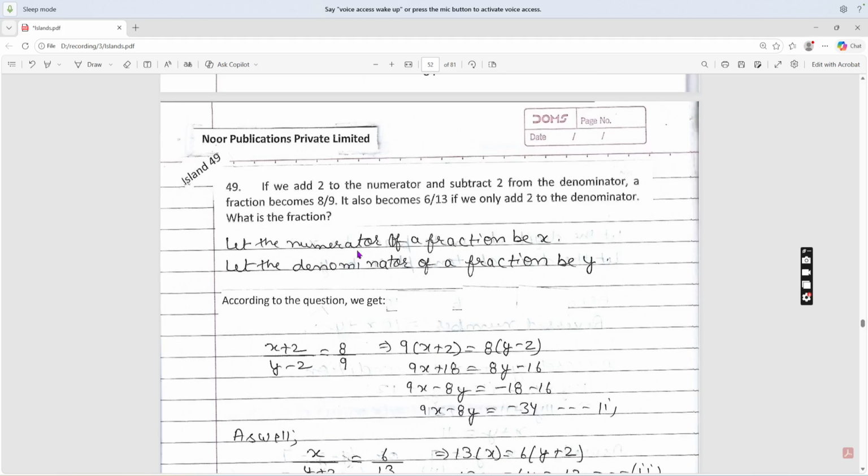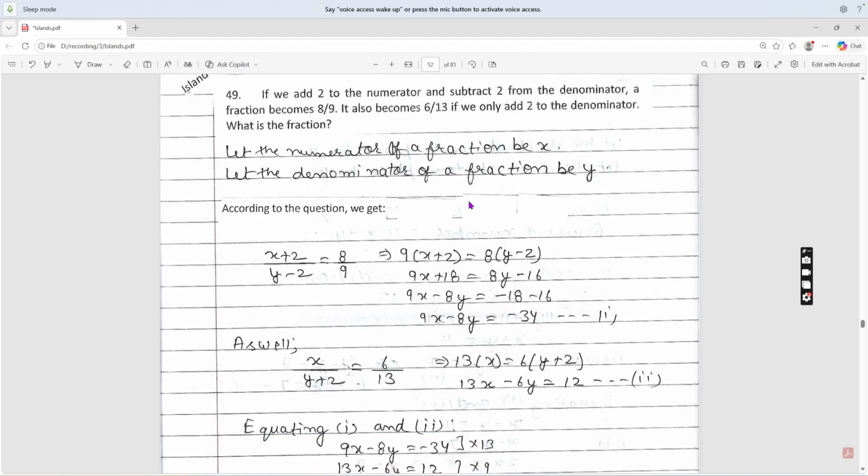Now see next. It also becomes 6 by 13 if we only add 2 to the denominator. Just the language is here and there, just the language is new. We are going to add only 2 to the denominator. It means the numerator would be the same, copy paste. What is the original numerator? That is x. So x upon y plus 2.